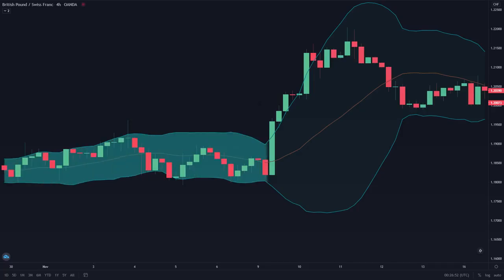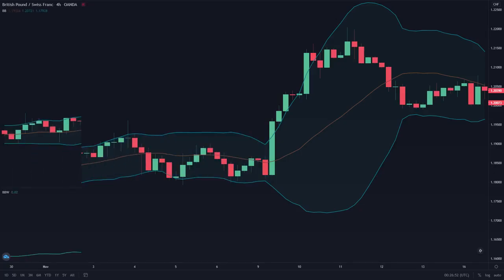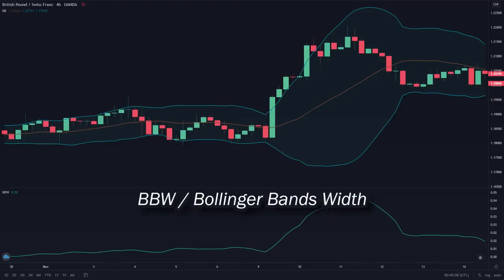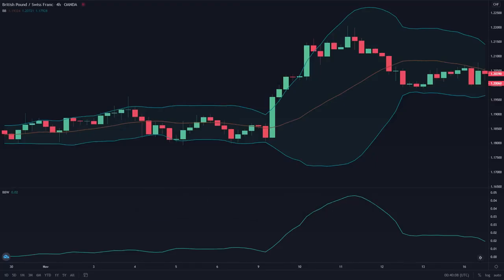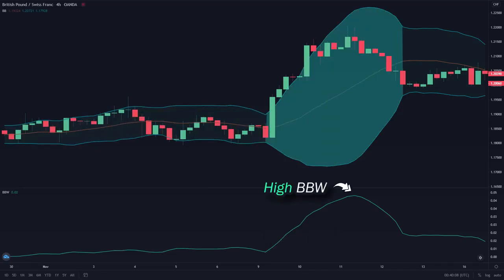Next, the two bands must be close to each other. I like to make my job easier by using an indicator called the BBW, also known as the Bollinger Bands width. This indicator shows how far apart the bands are. If the BBW is low, it means that the gap between the two lines is close, and if it's high, it means that the gap is further apart. Note that the two indicators need to have the same settings for it to work.